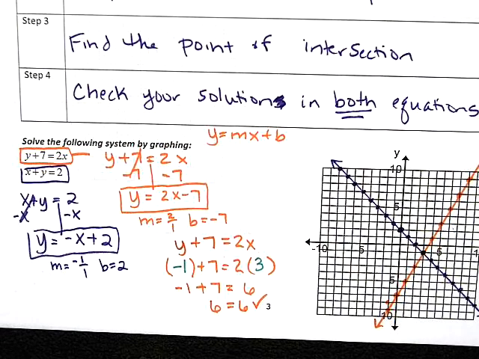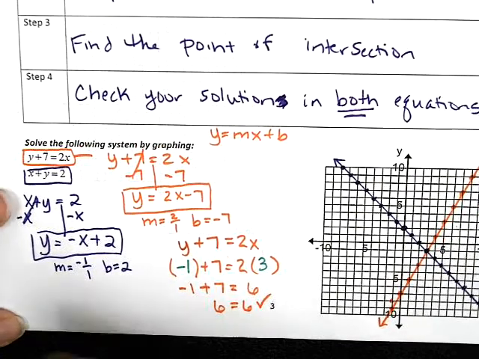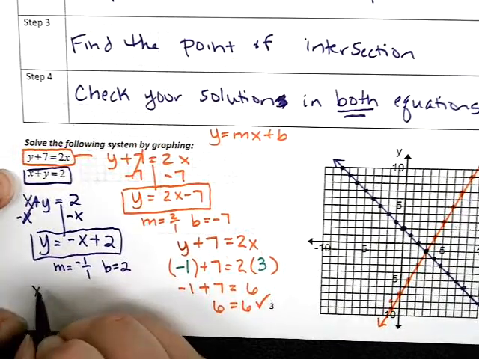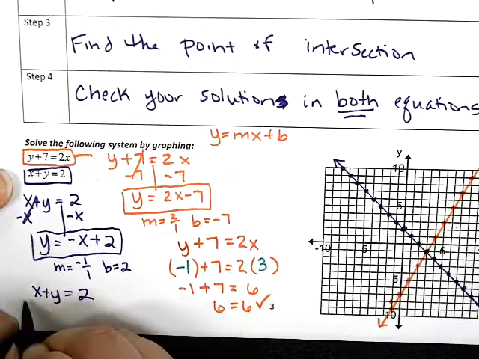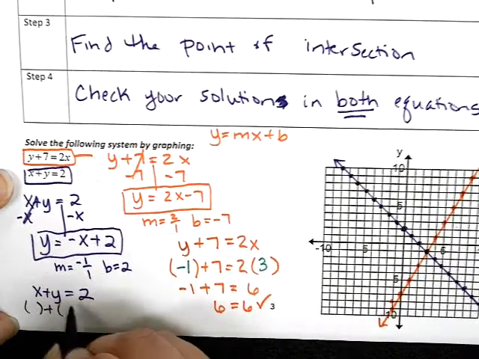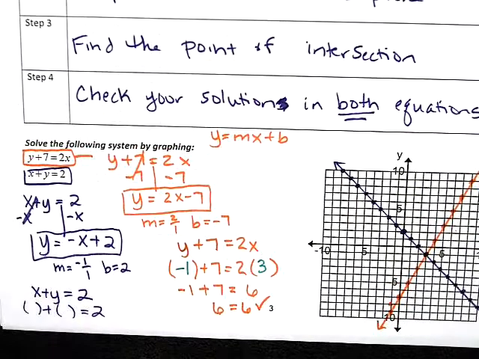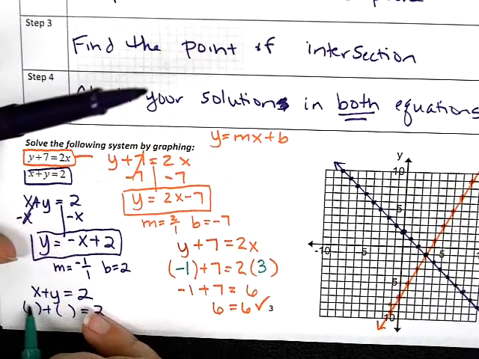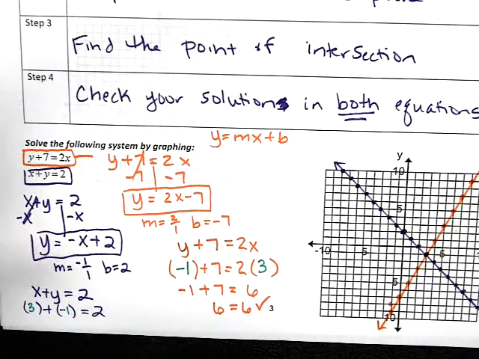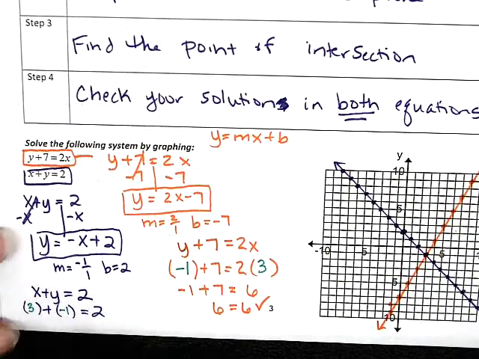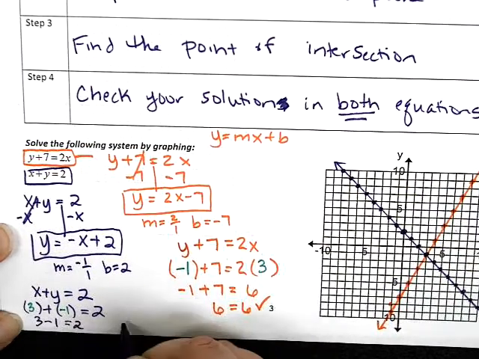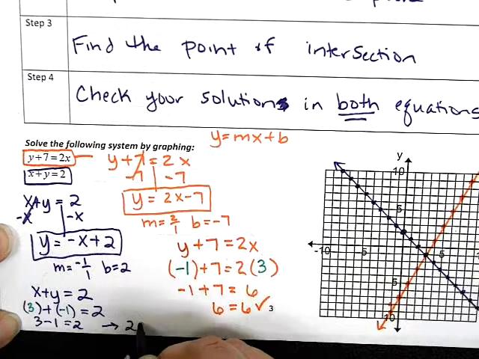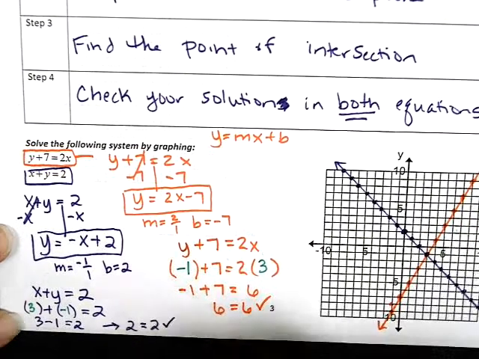But remember, I have to check it in both. So now I need to check my purple equation. So my original purple equation was x plus y equals 2. So take out your x and y and put some parentheses. And we're going to plug in 3 and negative 1. So 3 and negative 1. Sorry, I'm kind of squeezing it in on the bottom here. But I get 3 minus 1 equals 2. I'm going to jump over here really quick and then say 3 minus 1 is 2. So I get 2 equals 2.